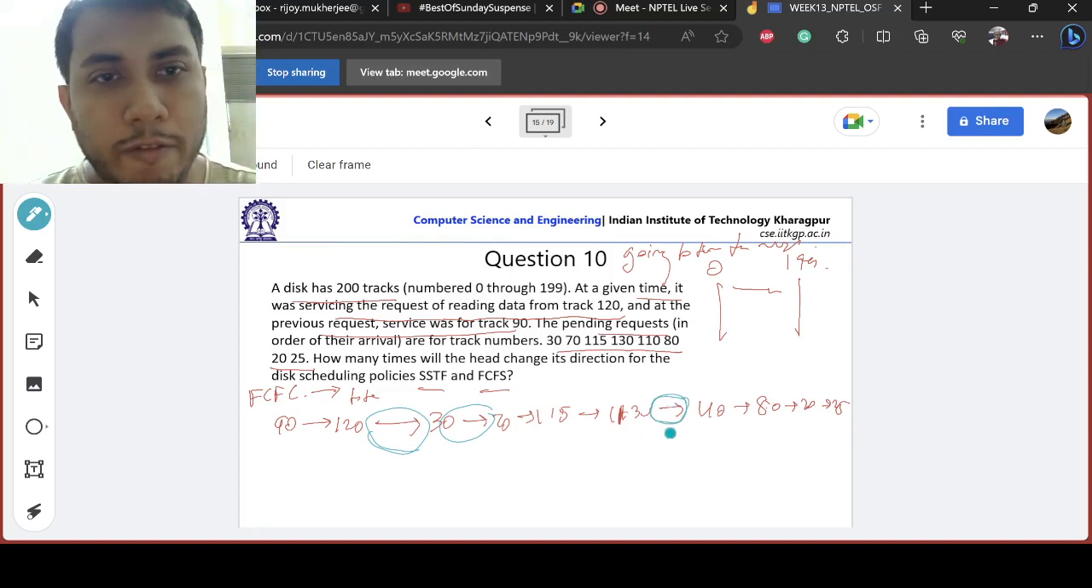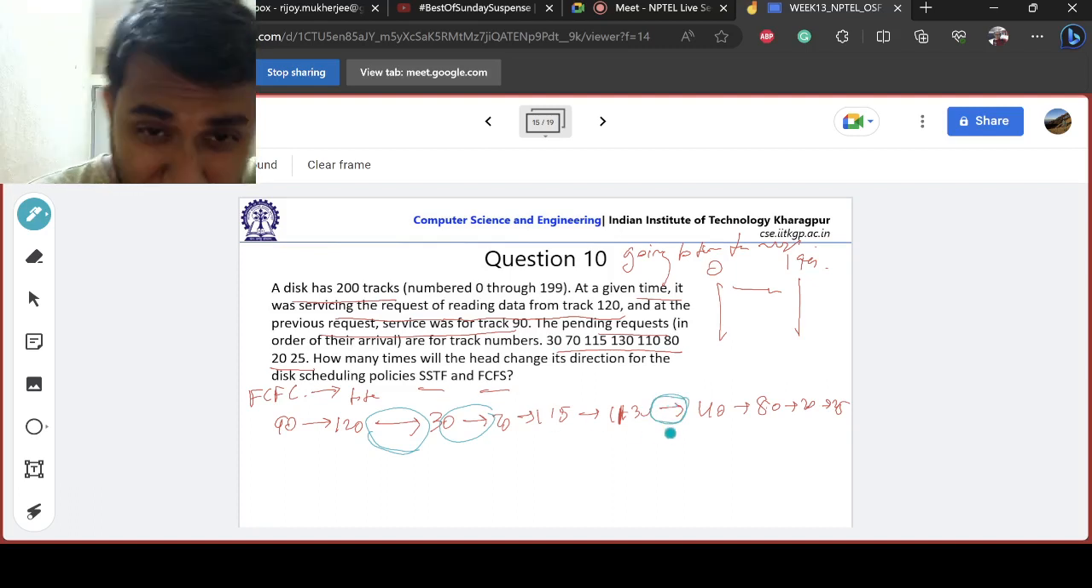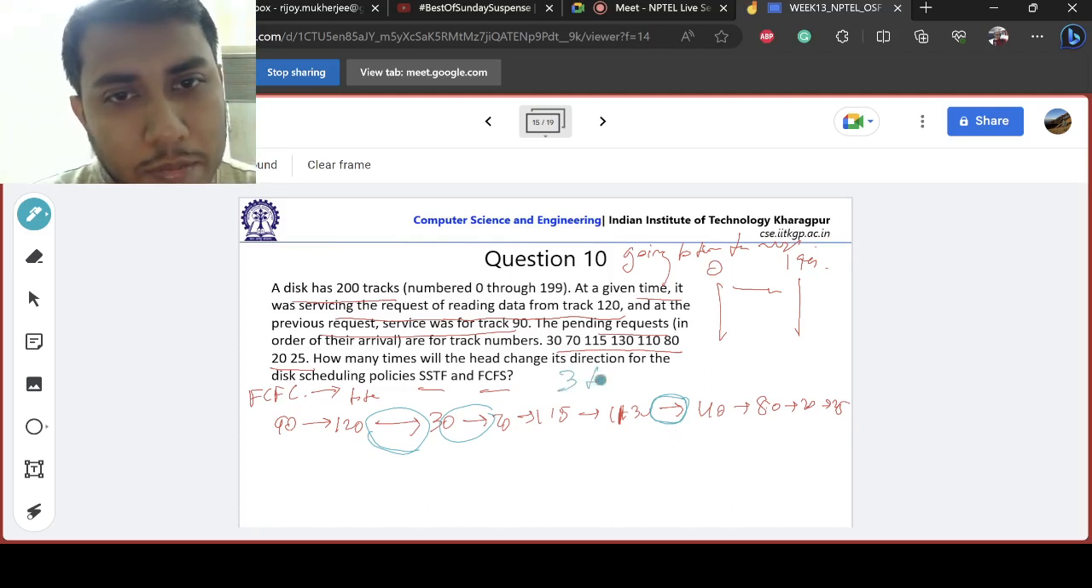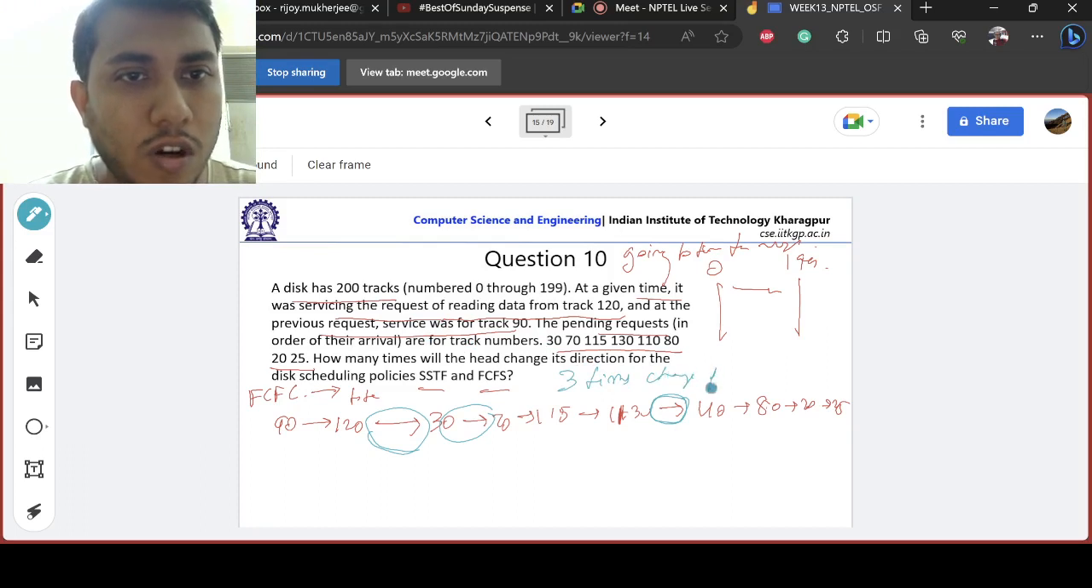So in total for FCFS, that is three times change of direction.